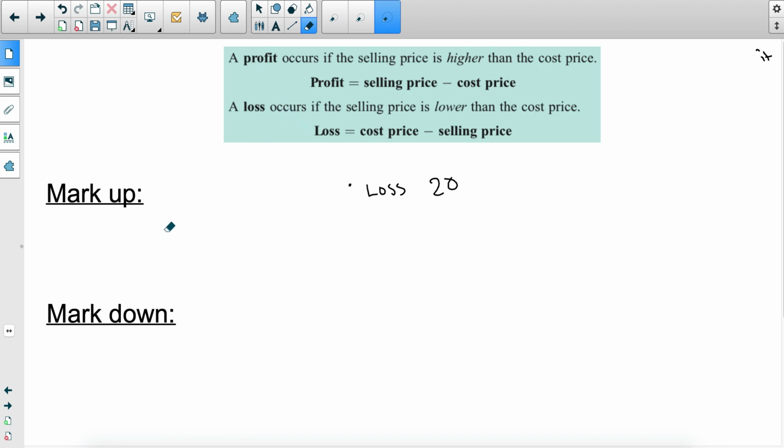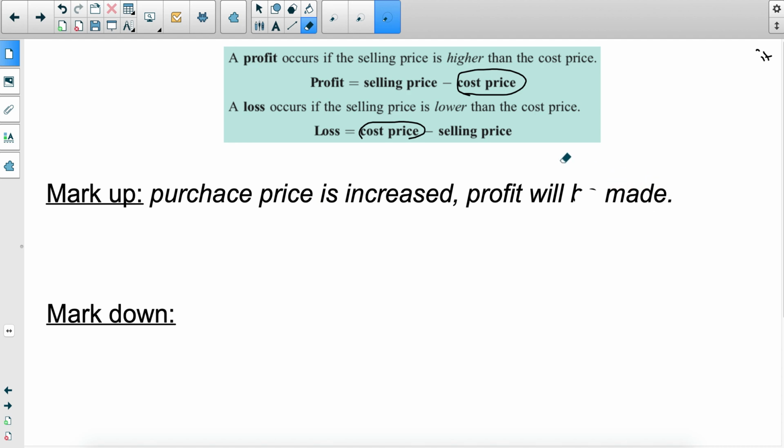You need to also understand the concept of markup. So you will buy an item and it will have a cost price. So this is what you bought it with. This is you as a supplier. And then you mark it up, which means you are going to sell it at a higher cost. So a markup is when the purchase price, so whatever people are purchasing, the consumer, is increased, and hence profit will be made. And the opposite is also true.